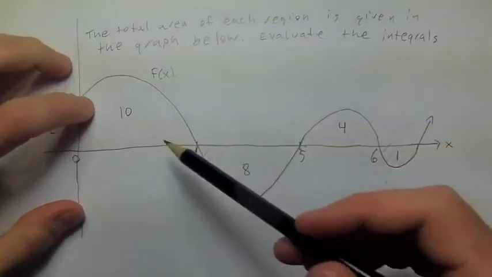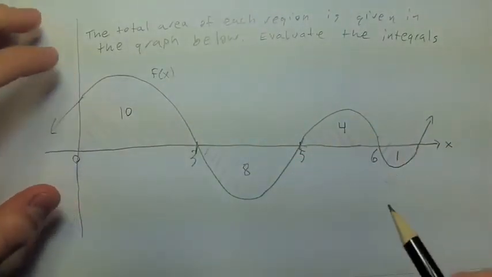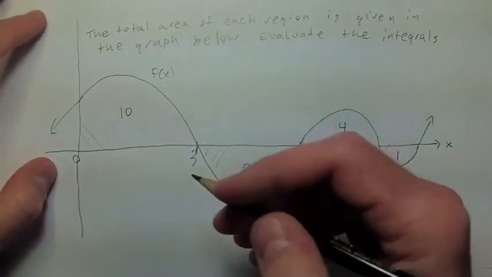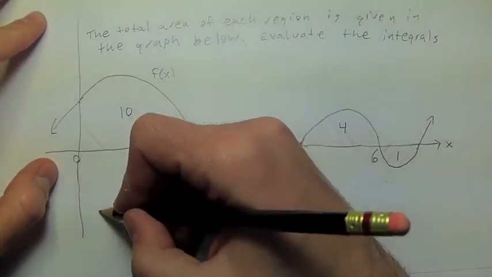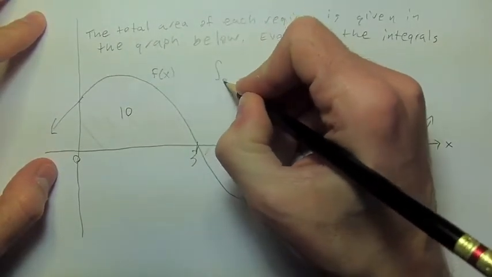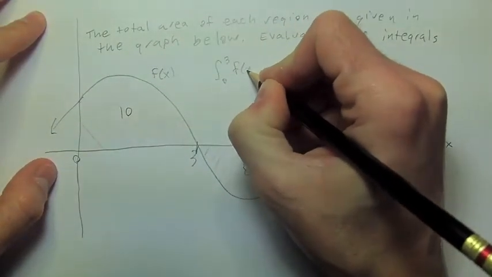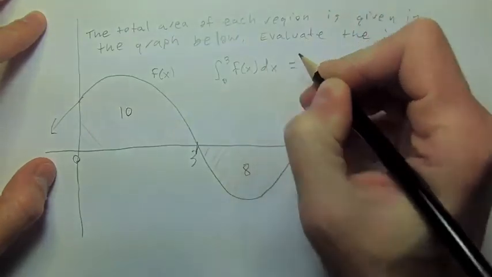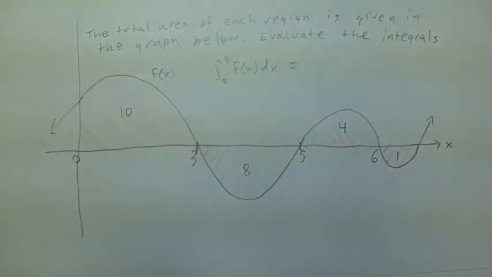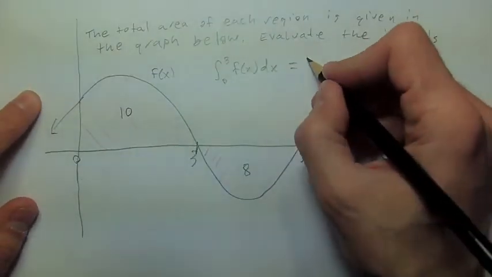For each region here, we are given the total area. So when we go to integrate, let's say I want to find the integral from 0 to 3 of f of x dx. The integral from 0 to 3 is going to be this area here, which is, of course, 10.